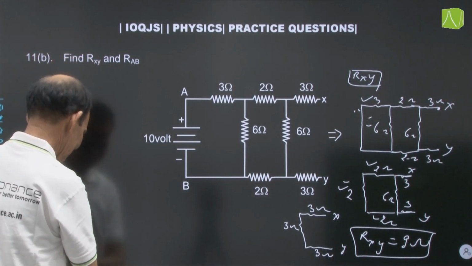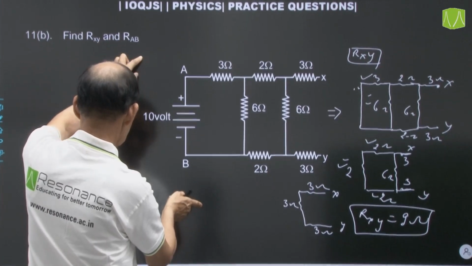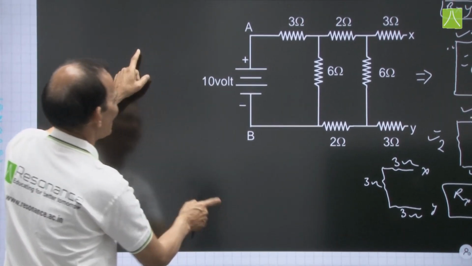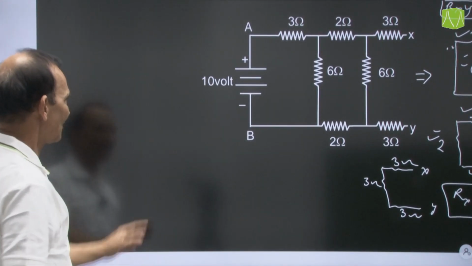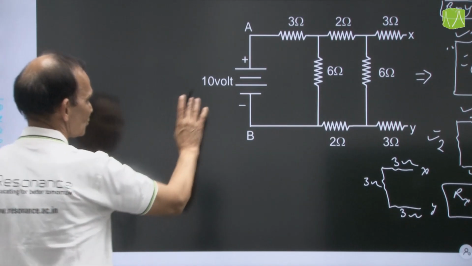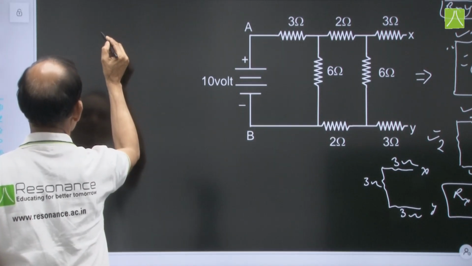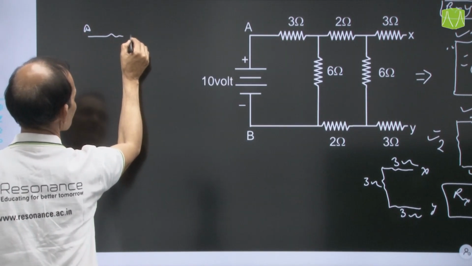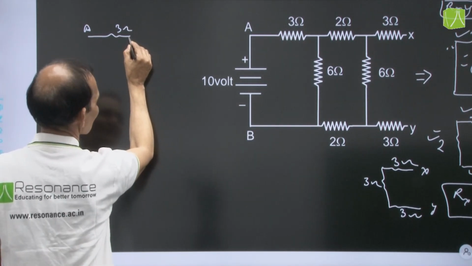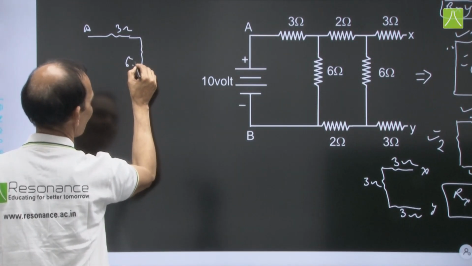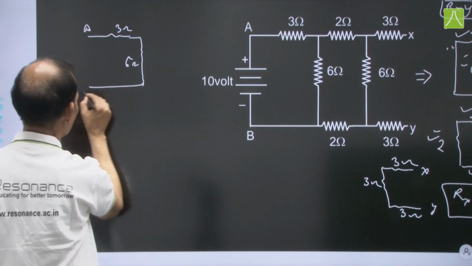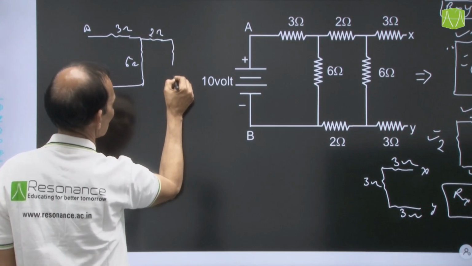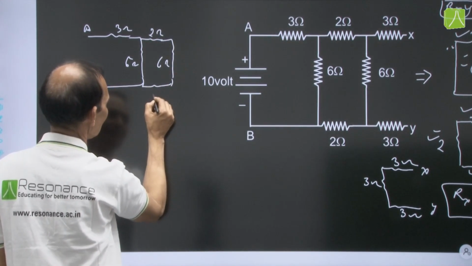Now think about it. Okay, now think about it. RAB. We have to find RAB. So it is A. This point is A. It is 3 ohm. Clear? It is how much? 6 ohm. This point is B. Again 2 ohm. It is 6 ohm. It is 2 ohm.